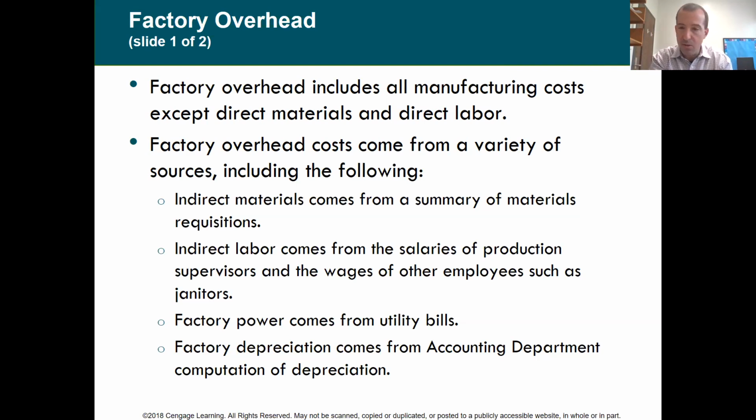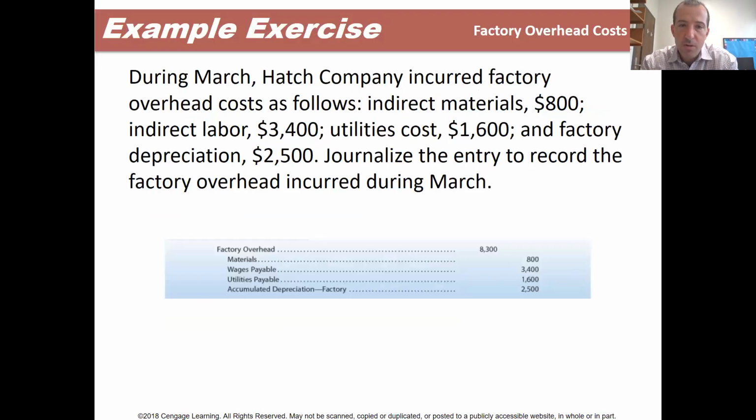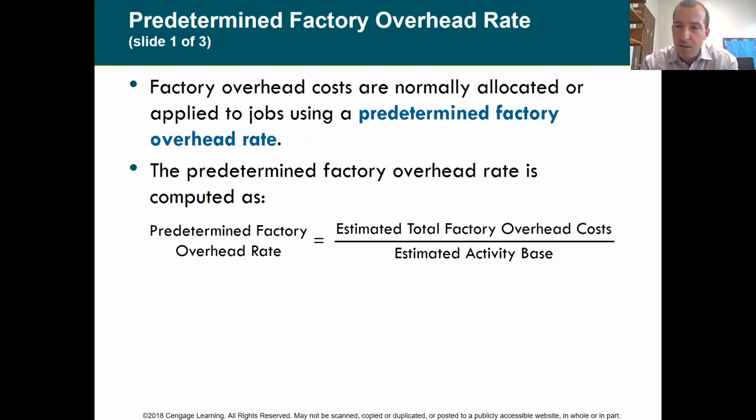And then what we need to do is figure out a method to allocate these costs, to credit this account and debit work in process inventory for all these different overhead costs. So we need to come up with some sort of framework methodology to do that. In order to do that, we first need to come up with a predetermined overhead rate. And the formula for the predetermined overhead rate is estimated total factory overhead cost. So this is an estimate.